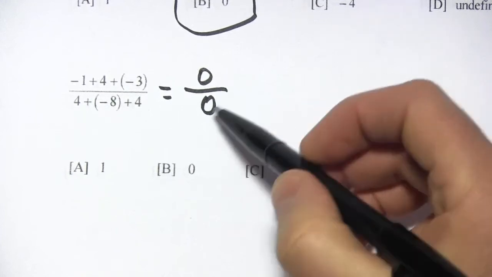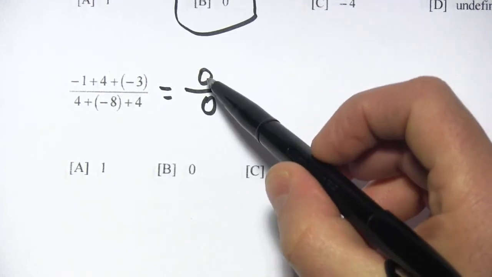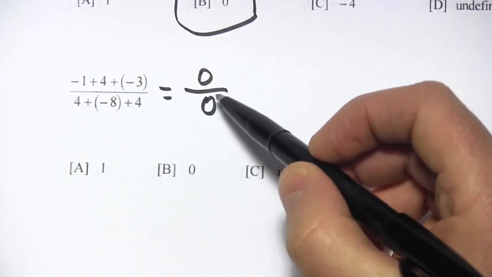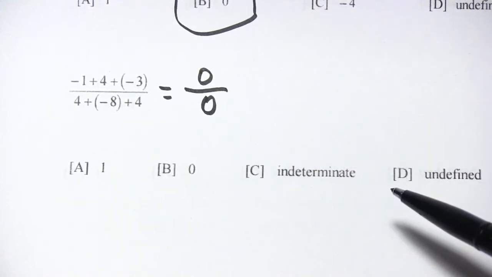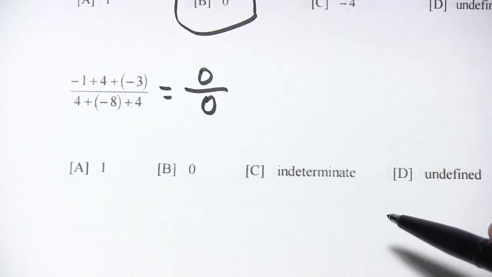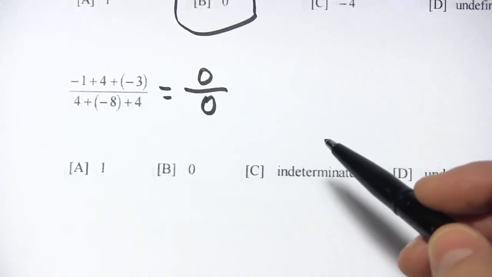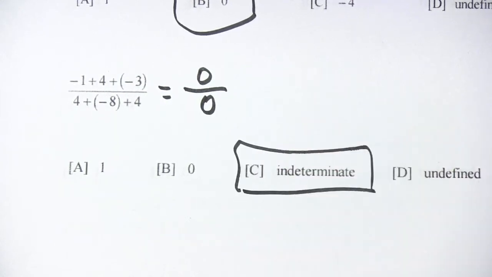Well, it never makes sense to divide something by 0, so you might think this is undefined, but 0 divided by 0, it looks like it should also equal 1, right? Because anything over itself should be 1. Well, mathematicians have a special word for this situation when you have 0 over 0, because it still doesn't really make sense. We call this one indeterminate.